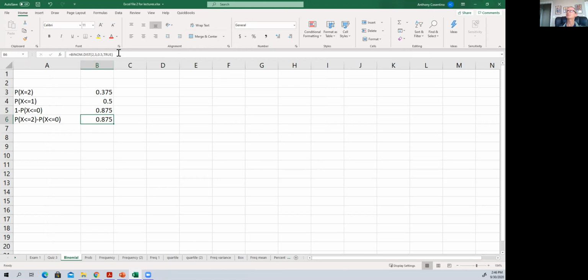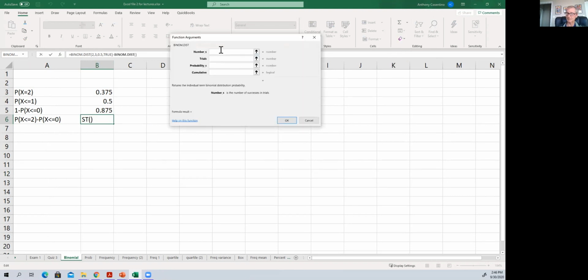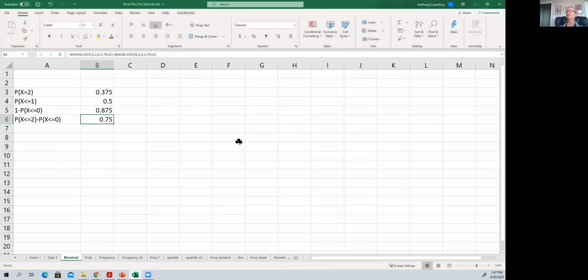And now we want to subtract. So if we subtract, put a minus, and more functions. Do this one more time. In this case, it would be 0, 3, 0.5, and true again. And you would see you subtract the 2, you get 0.75, and that's actually the exact same number of 6 out of 8.